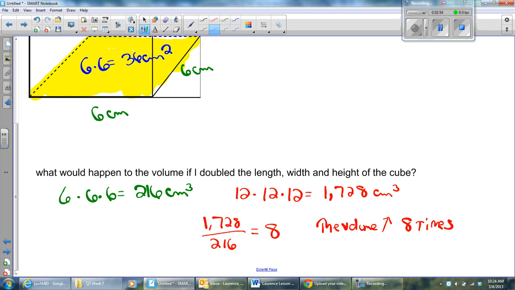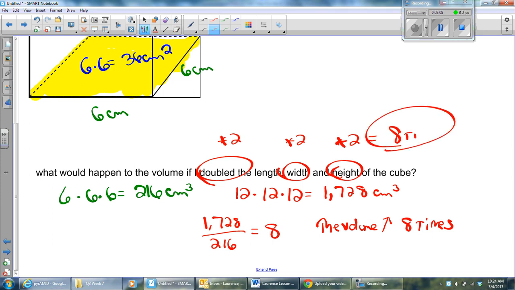Now there's an easier way to do it. You could have said, well, let's see, I'm doubling the length. That means times 2. I'm doubling the width. That's times 2. And I double the height. That's times 2. And 2 times 2 times 2 equals 8. I like this way better because it's 8 times larger. It's a little bit less work, and it shows I understand it. But either way is acceptable. If you have another way that's acceptable, that's fine. But you can't be stubborn and say, well, I like my way better, if your way doesn't produce the right answer.